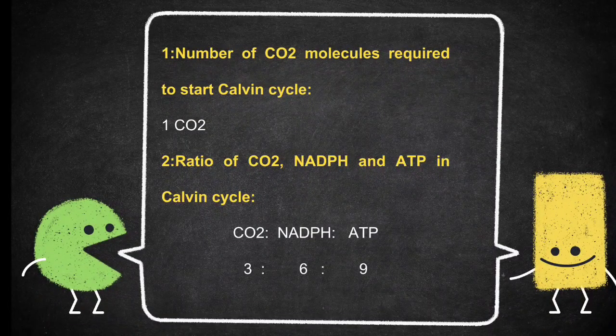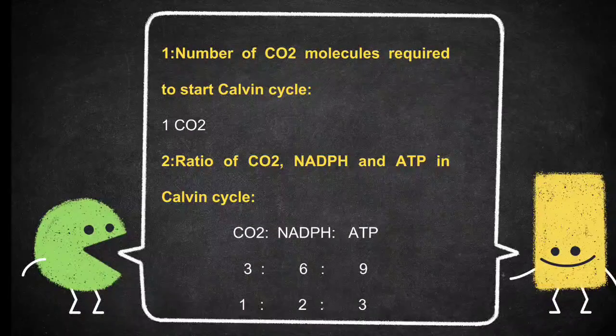So if we simplify this ratio over here, 3:6:9, then what will be the answer? We will simplify it by 3. So 3 1s are 3, 3 2s are 6 and 3 3s are 9. So do remember the sequence that 1:2:3 is for carbon dioxide on the first number, NADPH on the second number and ATP on the third number.